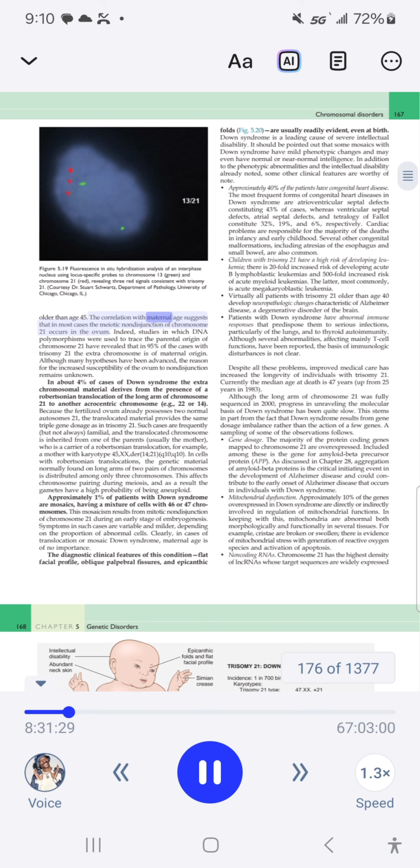The correlation with maternal age suggests that in most cases the meiotic nondisjunction of chromosome 21 occurs in the ovum. Indeed, studies in which DNA polymorphisms were used to trace the parental origin of chromosome 21 have revealed that in 95% of the cases with trisomy 21, the extra chromosome is of maternal origin. Although many hypotheses have been advanced, the reason for the increased susceptibility of the ovum to nondisjunction remains unknown.